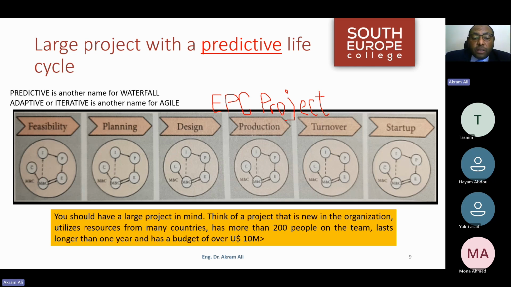It has resources from many countries. So I am going to import valves from France, I'm going to import steel from Germany, I'm going to have engineers from Italy and so forth. It has more than 200 people on the team, lasts longer than 1 year, and has a budget of over $10 million.